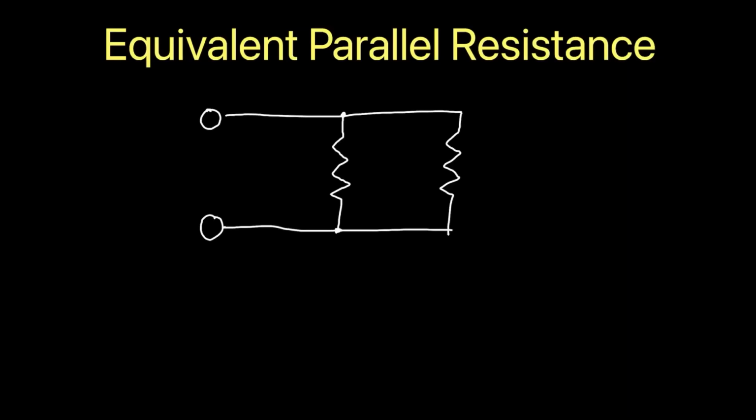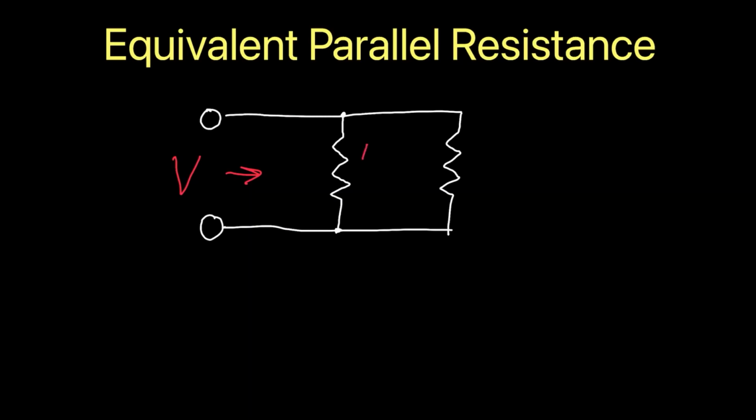Okay, let's talk about equivalent parallel resistance. What is that? That is the resistance that a voltage source sees in a circuit when you have two or more resistors in parallel.